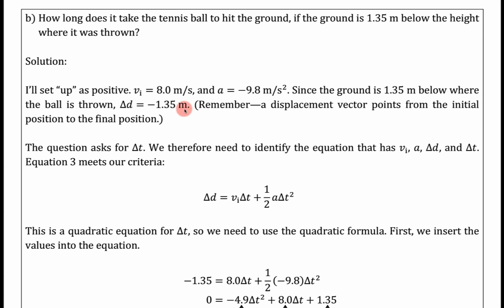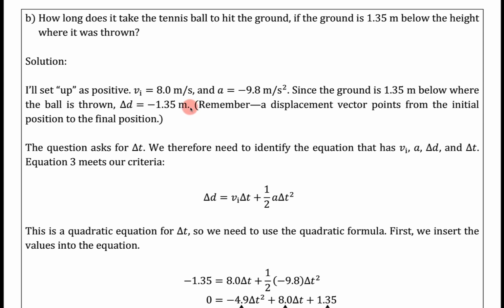This is the displacement that our tennis ball experiences from its motion. We should remember that a displacement vector points from the initial position to the final position. So it says in this question that the tennis ball hits the ground 1.35 meters below the height where it was thrown. And so the displacement vector that points from where the ball started to where it ended would be a vector that points 1.35 meters down. And so that would be written as minus 1.35 meters.